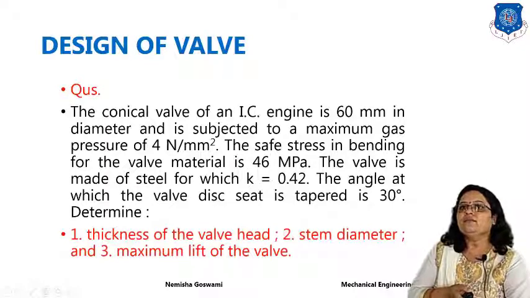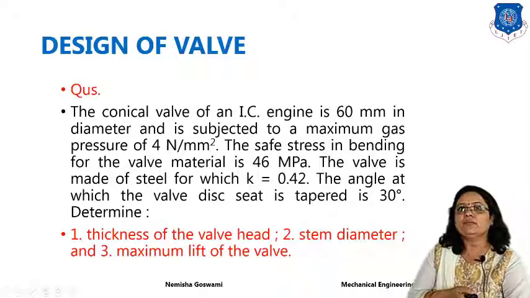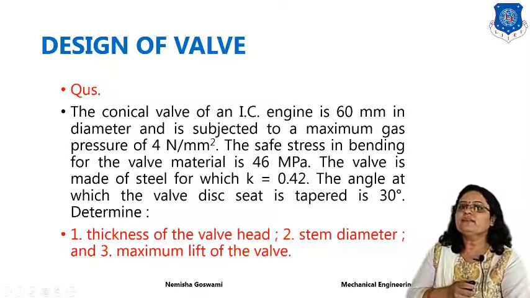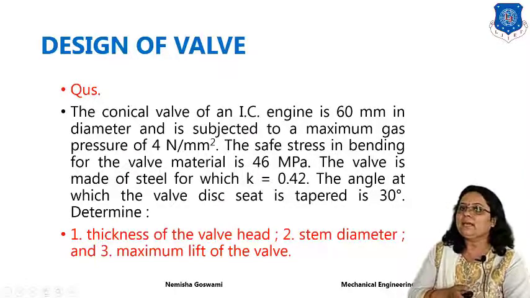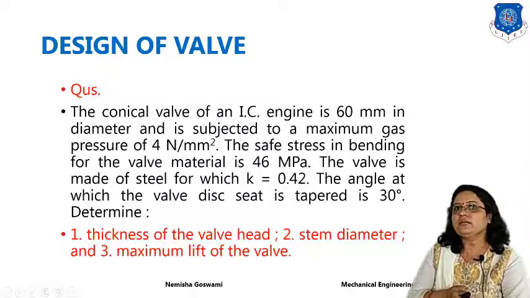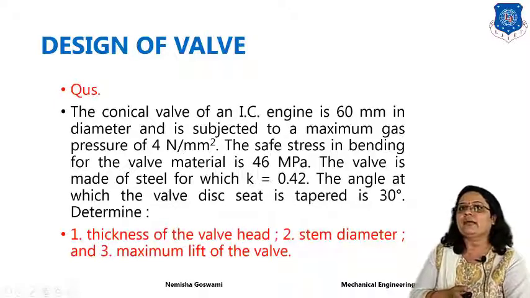The conical wall of an IC engine is 60 mm in diameter and it is subjected to a maximum gas pressure equal to 4 Newton per mm square. Means maximum gas pressure is how much? So P is equal to 4 Newton per mm square. Okay. The safe stress in bending for the wall material is 46 megapascal. So 46 megapascal means its value is equal to 46 Newton per mm square.